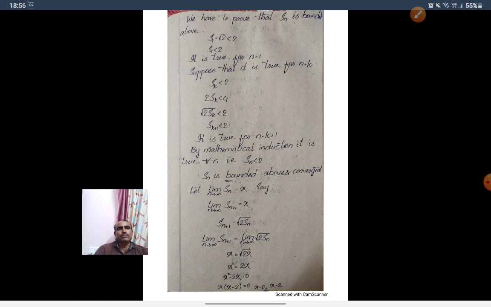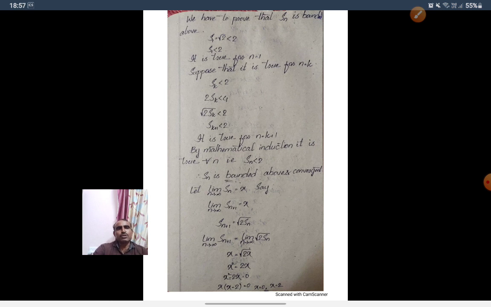So Sn is bounded and it is a monotonic increasing and bounded sequence. So it converges to 2. To prove it converges to 2, suppose the limit of Sn converges, and the value is say x. Limit of Sn is equal to x, and therefore the limit of Sn plus 1 is also x.